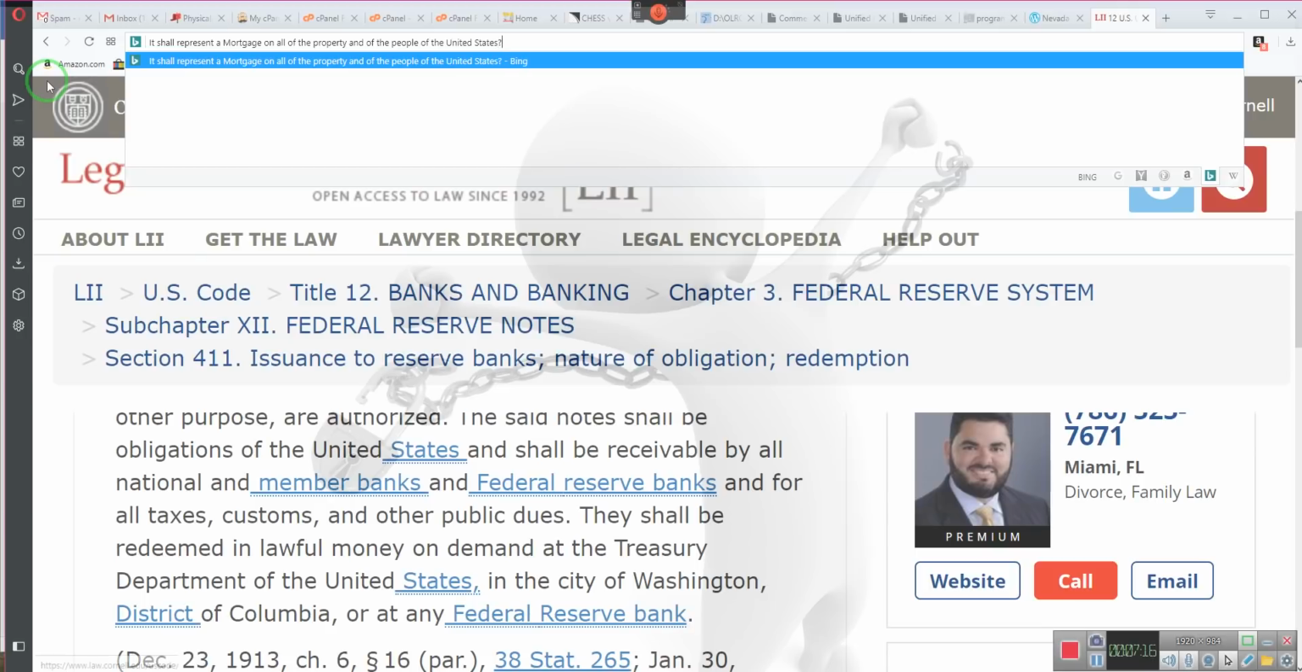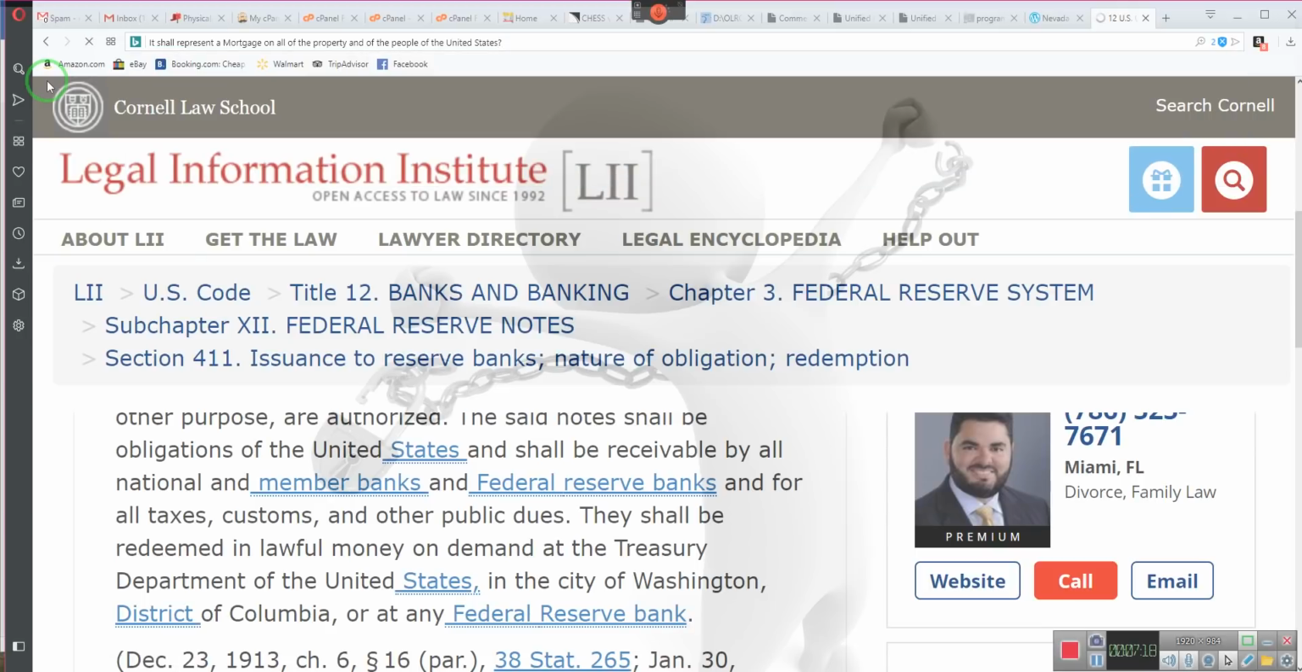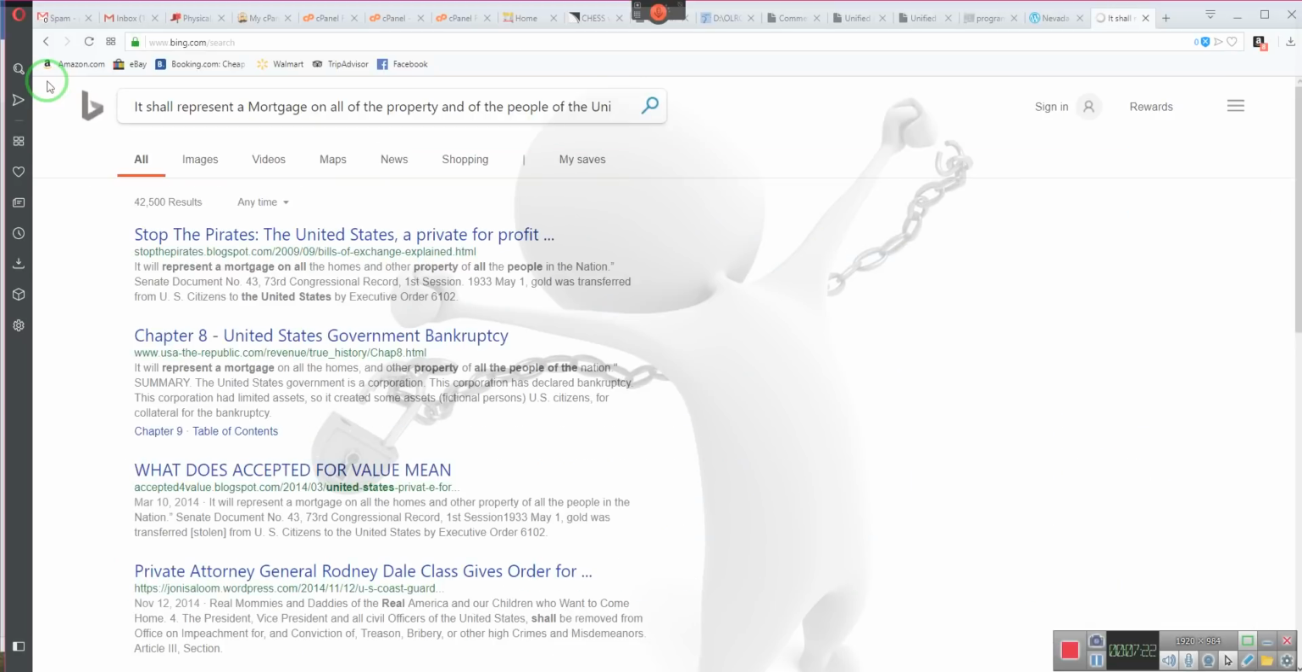Ladies and gentlemen, what I put in was a quote from the March 9th, 1933 Act. This is where we are going right here. Okay, Stop the Pirates has it too. Let's go to Stop the Pirates. You know, Stop the Pirates has often referred people to us and to our information. So why don't we do the same?